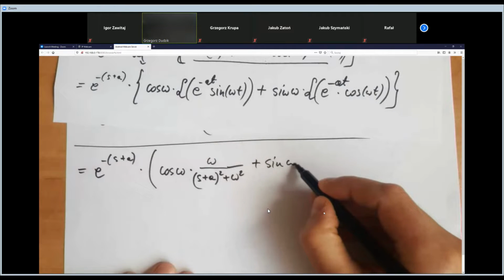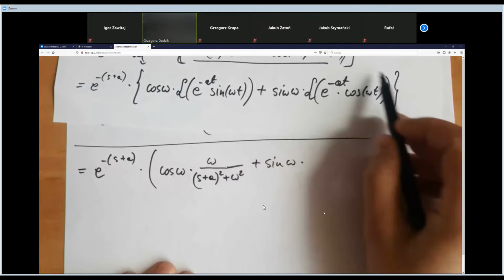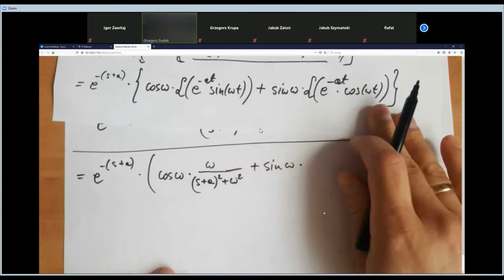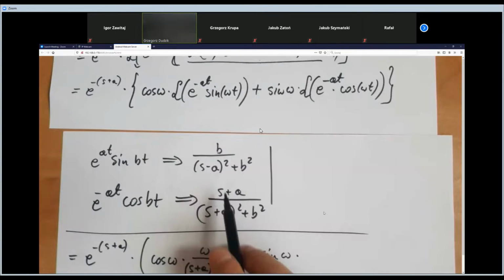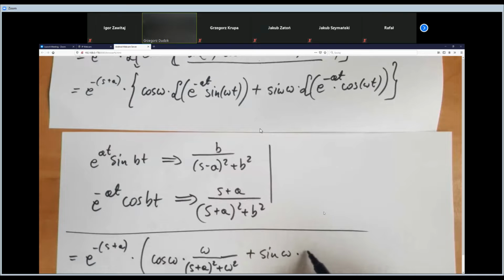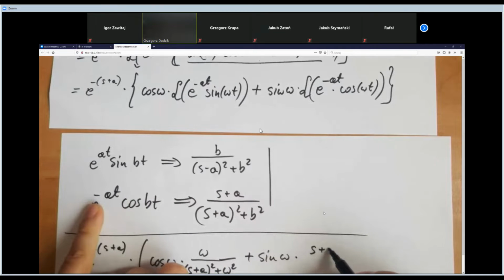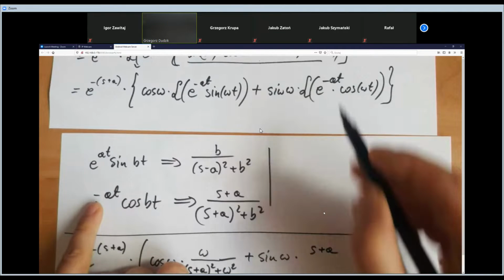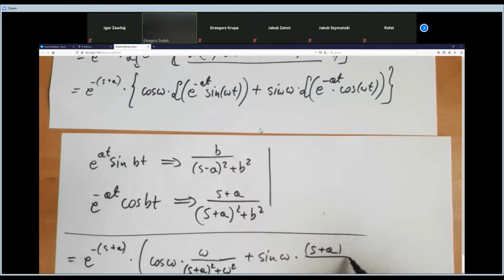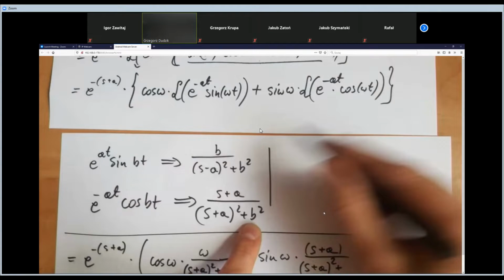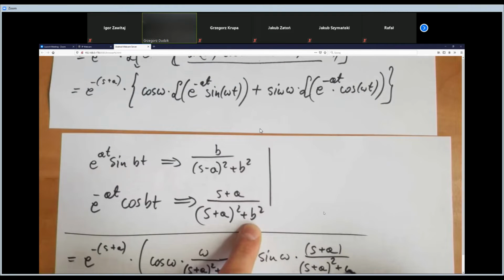sine omega times the Laplace transform of the cosine function, which is equal to s, in our case it will be plus a because we've got the minus here, over (s plus a) squared plus b squared. In fact, the b is the omega. Okay, that's all.